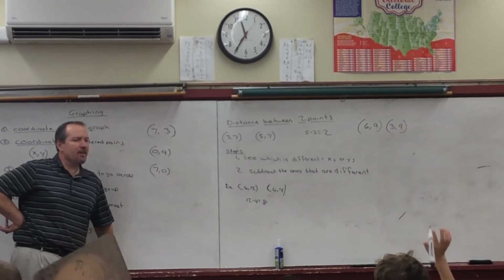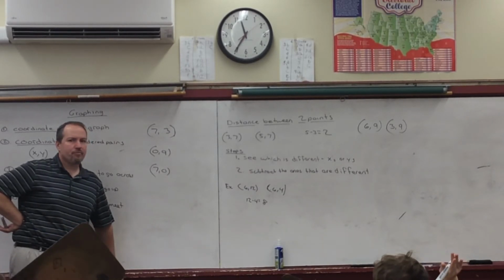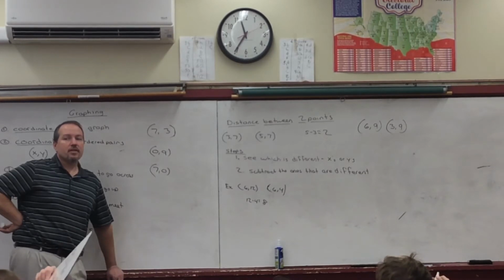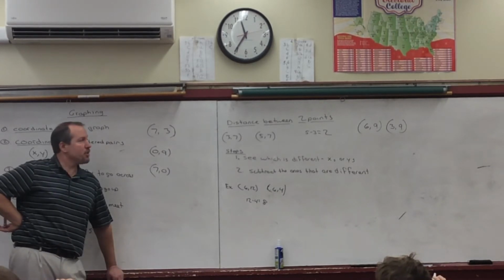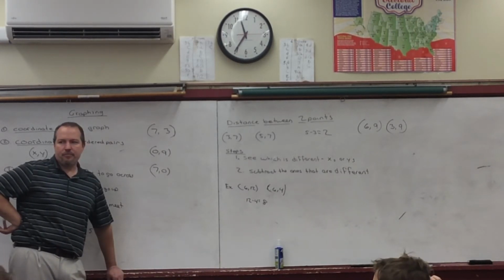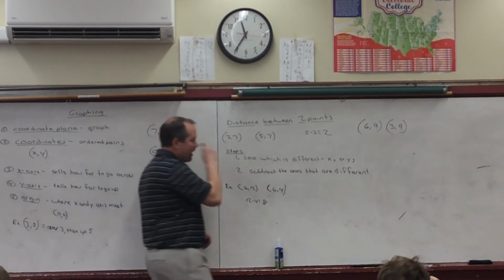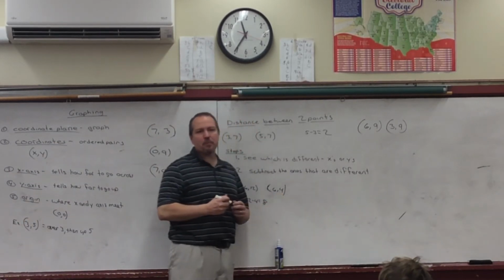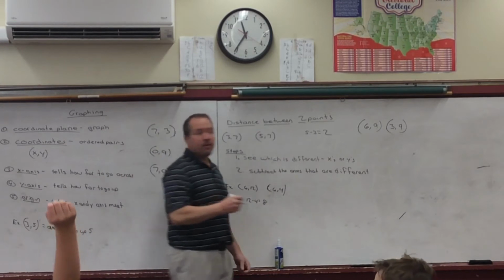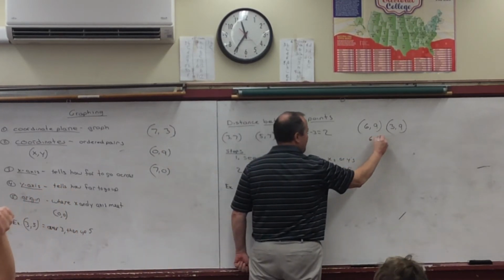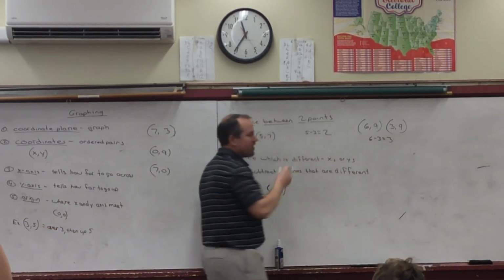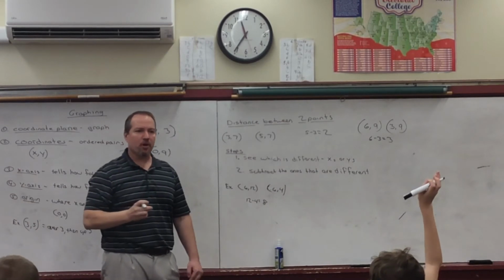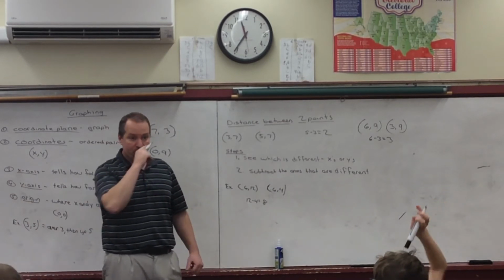Which one is different, the X's or the Y's? Owen, which is different, the X's or the Y's? The X's, the 6 and the 3. So, how do you find the distance between 2 points? What do we have to do? Subtract. We're going to take 6 minus 3, which is equal to 3. So those points will be 3 units apart.